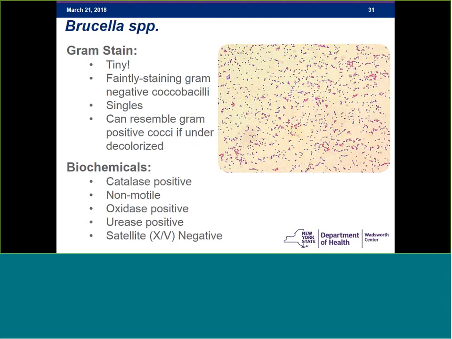Biochemically, Brucella is catalase, oxidase, and urease positive. It should be noted that oxidase may be variable, and the test should be performed on fresh cultures that are only 18 to 24 hours old. It's non-motile, and it's also negative in the satellite test.